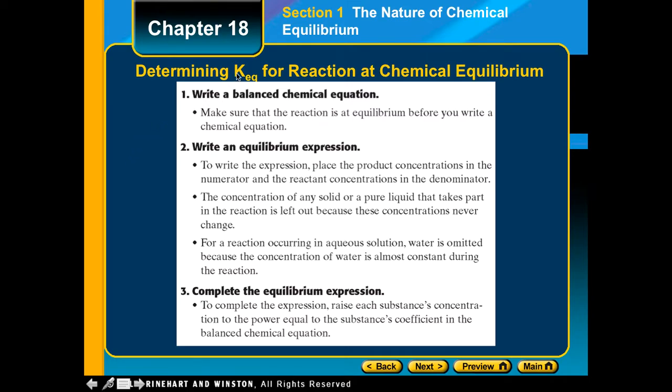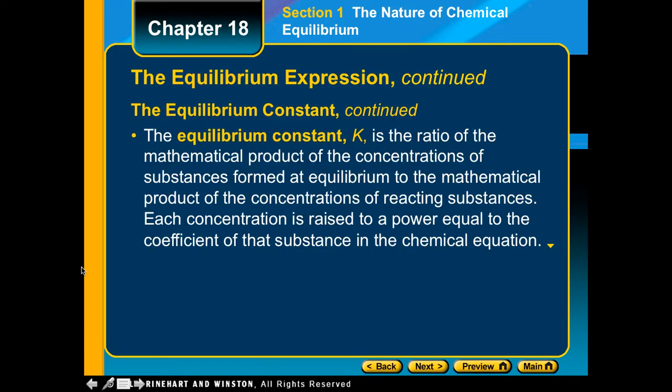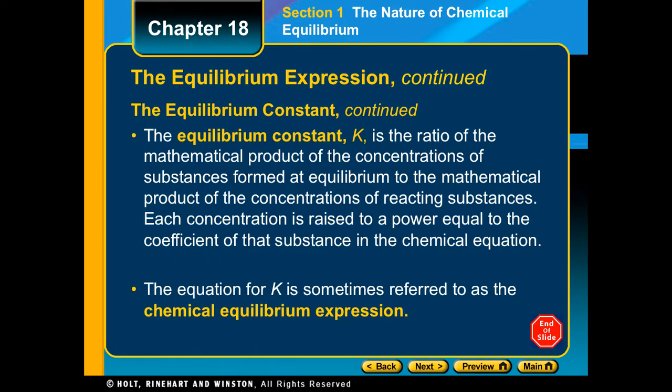How to determine the equilibrium constant for the reaction? You have at first to write the balanced chemical equation, to write the equilibrium expression, and to complete the equilibrium expression. The constant K is the ratio of the mathematical product of the concentrations of substances formed at equilibrium to the mathematical product of concentrations of reacting substances. Each concentration is raised to the power equal to the coefficient of that substance in the chemical equation. The equation for K is sometimes referred to as the chemical equilibrium expression.